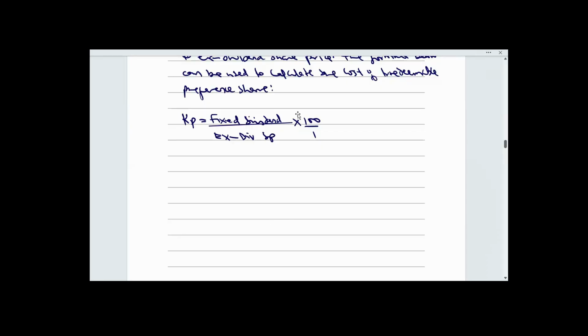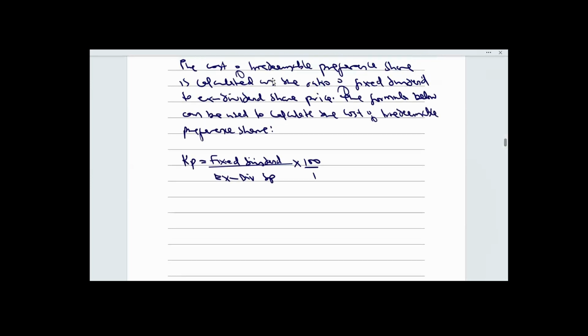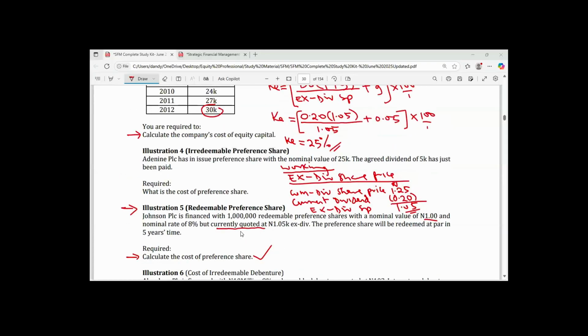Okay? So let's have illustration. Let me stop sharing this. Let's have the last illustration for the day. Okay. Yes, let's have this illustration number 4. Who is helping us to read? Who is helping us? Yes? Yes, sir. Thank you. Go ahead.